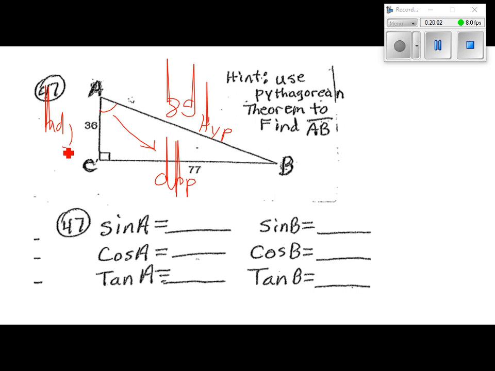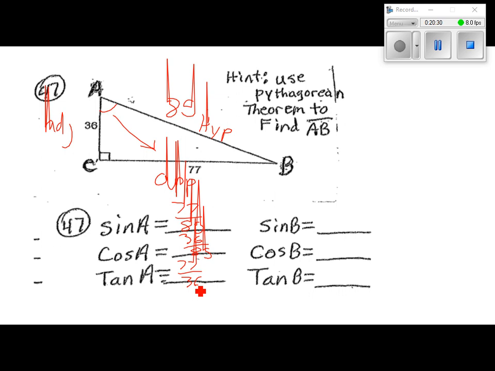What's the sine of angle A? 77 over 85. Everybody agree with Joseph? What's the cosine of angle A? Cosine, the co part, adjacent over hypotenuse. 36 over 85. And 77 over 36 for tangent, everybody agree with that? Yeah.